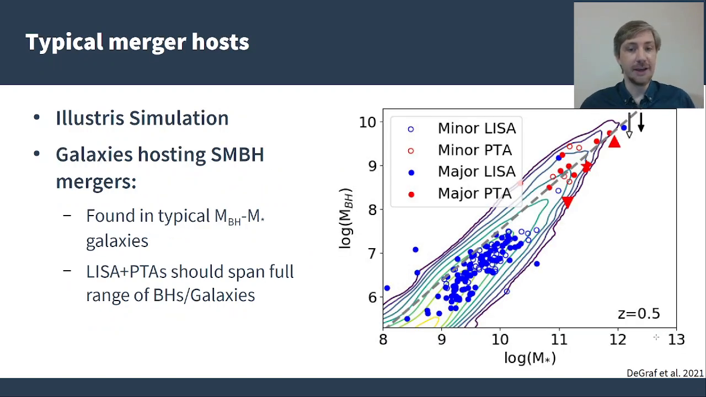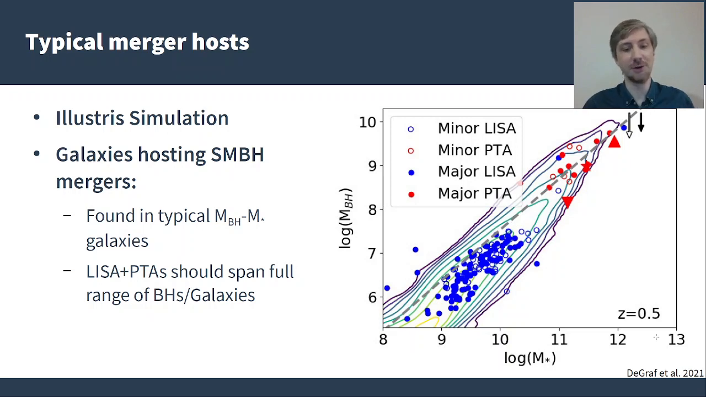So before getting into the galaxy morphologies, I just want to point out that the galaxies which host supermassive black holes do tend to be typical mass galaxies. So here I've shown with contours the typical black hole mass, stellar mass scaling relation, and then with colored points showing the galaxies which are hosting a supermassive black hole merger, color-coded by those more detectable by LISA or by pulsar timing arrays. So we can see that these merging black holes are found in typical mass galaxies.